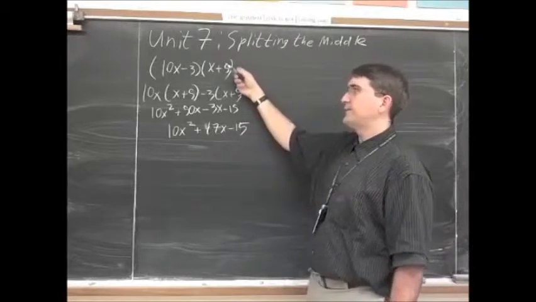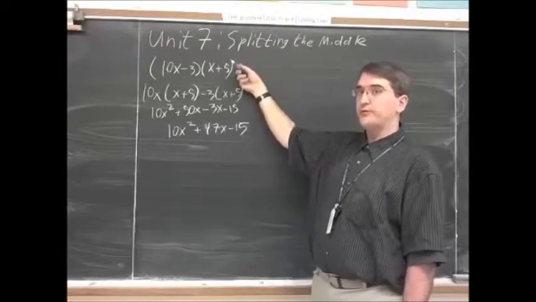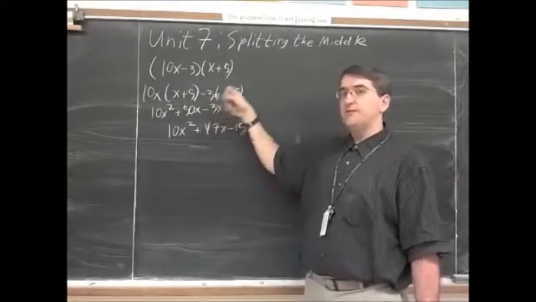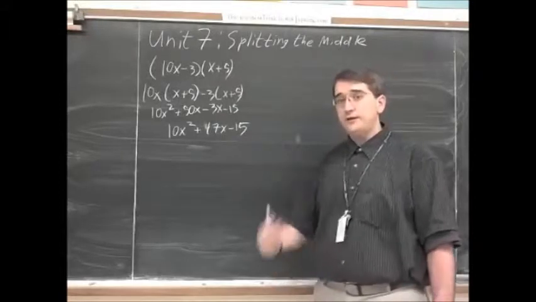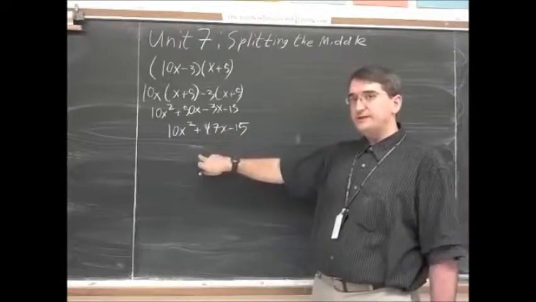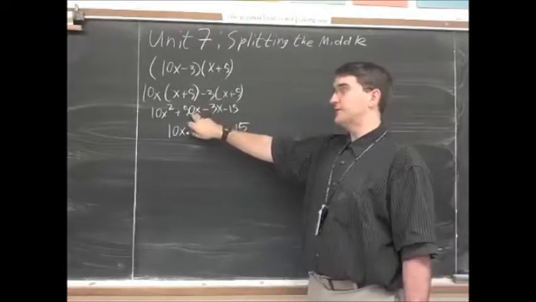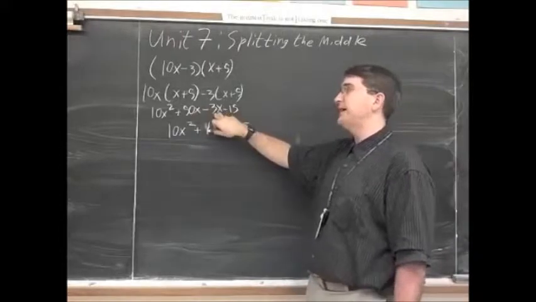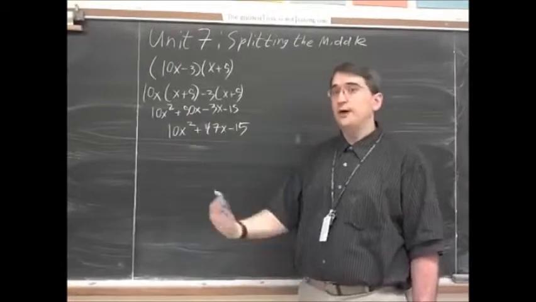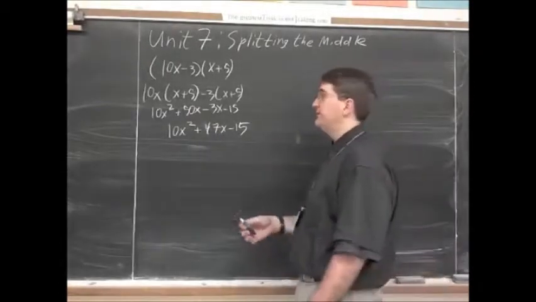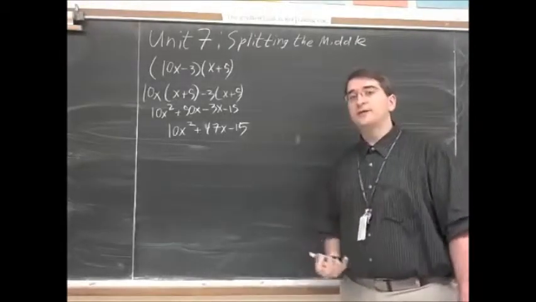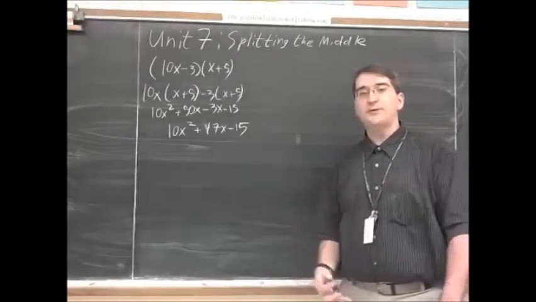With splitting the middle, we would take this polynomial here, the 10x squared plus 47x minus 15, and work backwards through the process to get back to the two binomials that we multiplied together to get it. And it's literally going to be step by step by step, because what we actually do is split the middle term. We take that 47x and split it into two different terms, like, for example, 50x and negative 3x, and in doing so, we have something that we can factor by grouping, which you might have already learned about in a different video. So splitting the middle is just a way of creating four terms from a three-term polynomial.